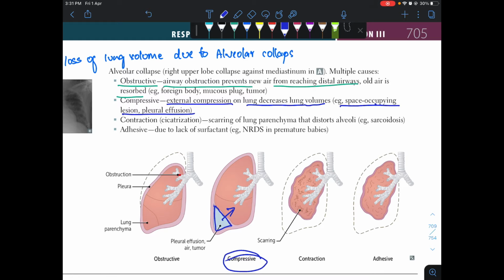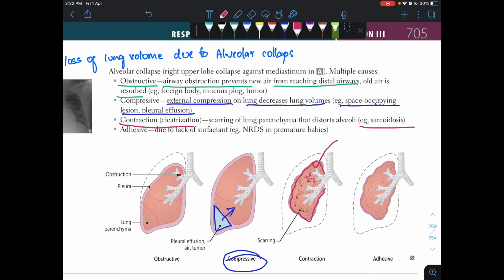Next, we have contraction atelectasis. This is also called cicatrization atelectasis. Here, there will be scarring of the lung parenchyma that distorts the alveoli. We can see this type of atelectasis in restrictive lung diseases, where there will be interstitial fibrosis like sarcoidosis. Due to this fibrosis, there will be distortion of the alveoli, and this causes contraction atelectasis. Here we can see the scarring. This scarring is due to fibrosis of the interstitium.